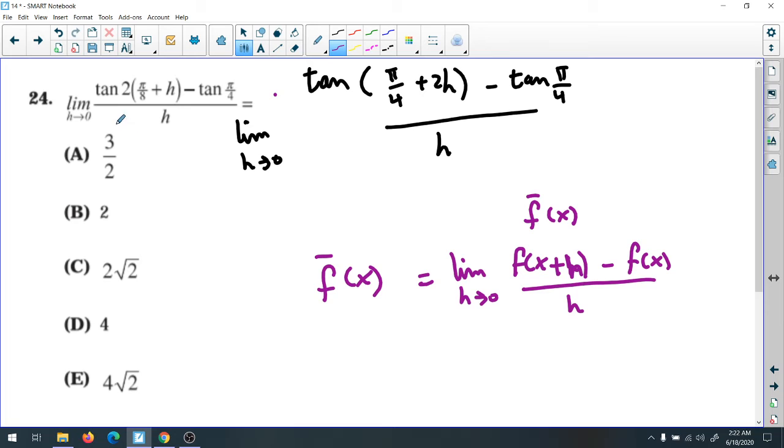So now if you look at our question, tangent of pi over 4 plus 2h, it's the derivative of tangent. Let's make it the derivative of tangent of pi over 4 plus 2h, with respect to h.